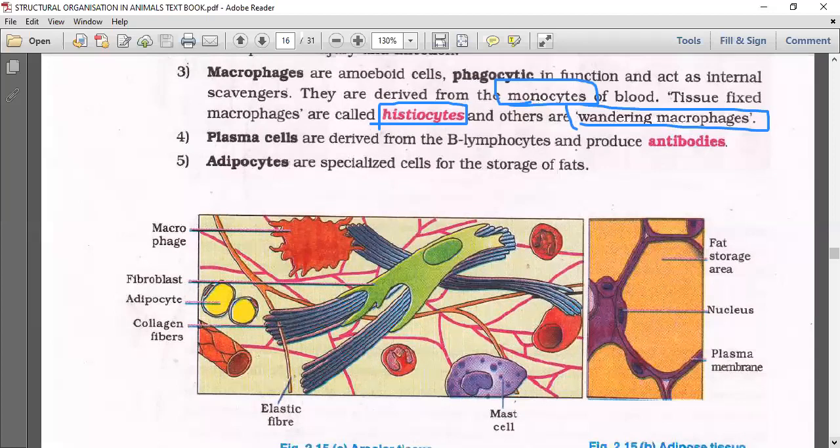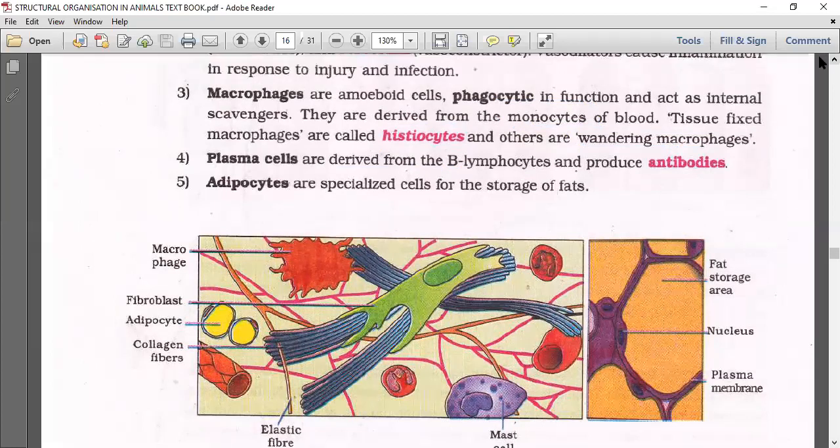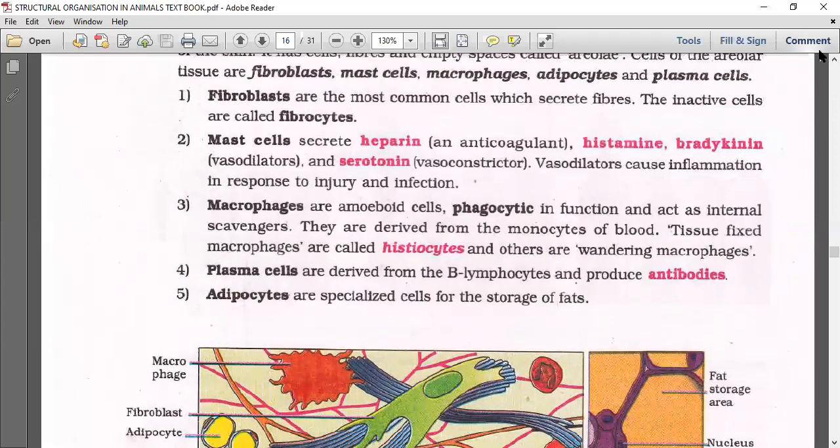Plasma cells are derived from B lymphocytes and produce antibodies. Adipocytes are the specialized cells for the storage of fats. So these are the cells of areolar connective tissue as we discussed in detail in the earlier class: fibroblasts, mast cells, macrophages, plasma cells, and adipocytes.